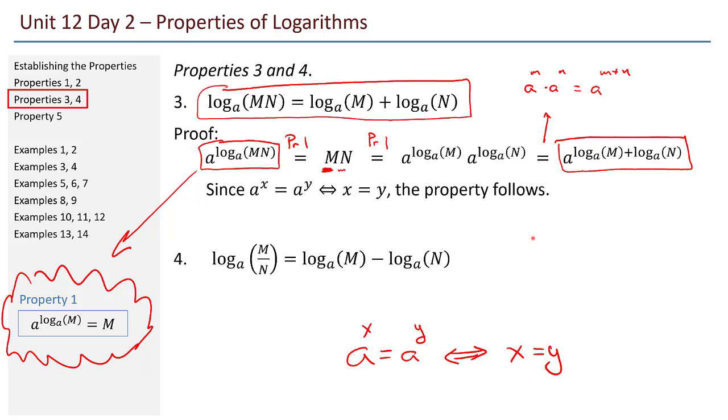All right, so here it is, just in some more words. Since a to the x equals a to the y if and only if x equals y, the property follows. Let's look at property 4.